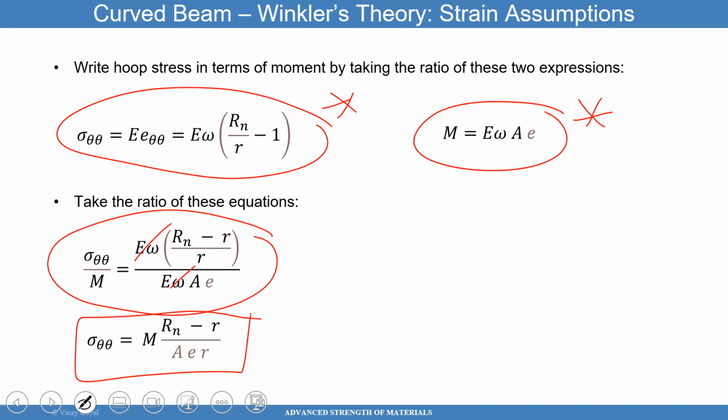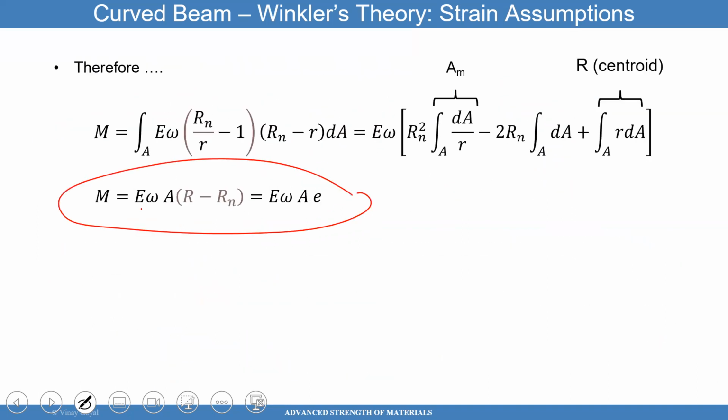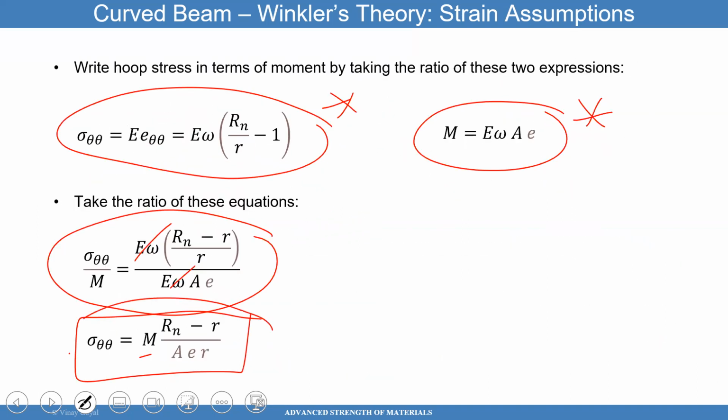All I need is the moment that's applied on that curved beam, this moment. All I need to know is where R, the centroidal axis, is, Rn, the neutral axis, and the cross-section area. With that information alone, I should be able to tell you what the hoop stress is, the maximum hoop stress on this system, as a function of r.